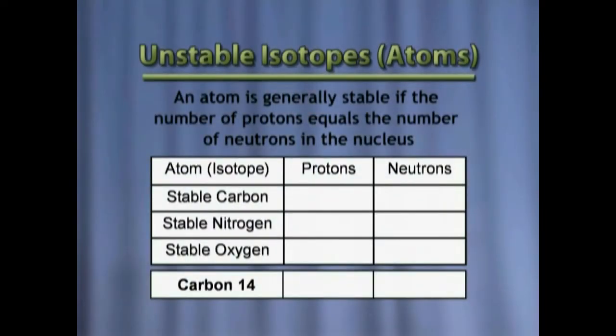Now we also have something called unstable isotopes or unstable atoms. An atom is generally considered stable if the number of protons equals the number of neutrons in the nucleus. For example, we have stable carbon, which is 6 protons and 6 neutrons. We have stable nitrogen, 7 protons and 7 neutrons. All types of nitrogen have 7 protons. Then we have stable oxygen, 8 protons and 8 neutrons. All types of oxygen have 8 protons. But then there is carbon-14, an unstable isotope. It has 6 protons and 8 neutrons.